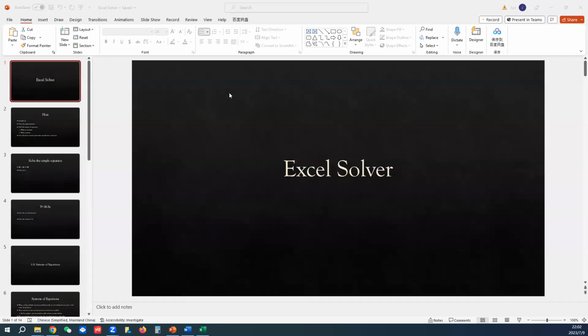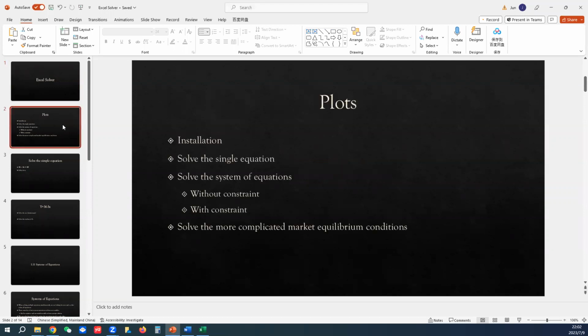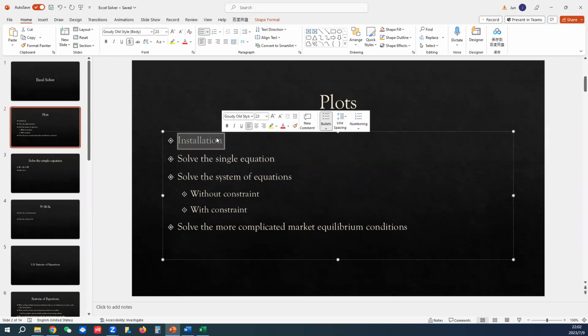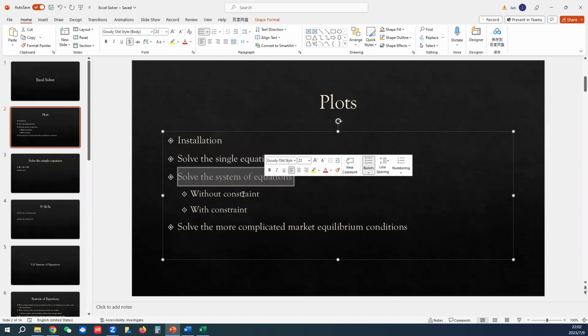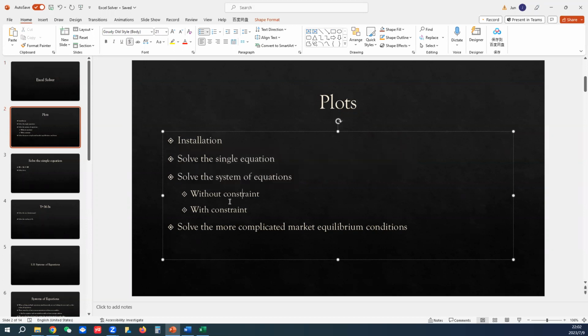In this series of videos, I'm going through the details of Excel Solver. Here's the plot. The installation was in the previous video. Then we're going to talk about solving a single equation and then solving a system of equations with Solver. There are two sub-scenarios: one is without constraint, the other is with constraint. And last, we are to solve the more complicated market equilibrium conditions.